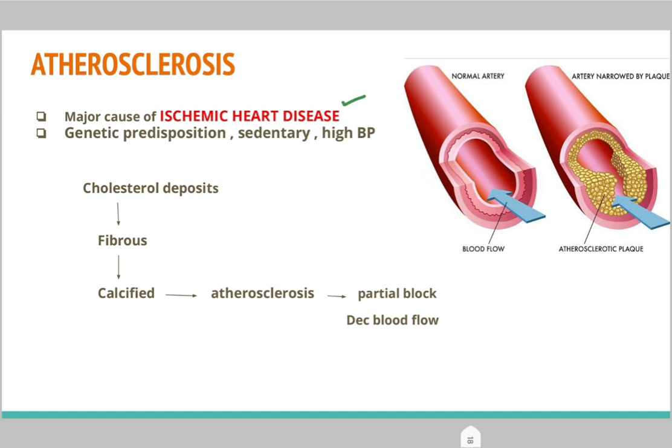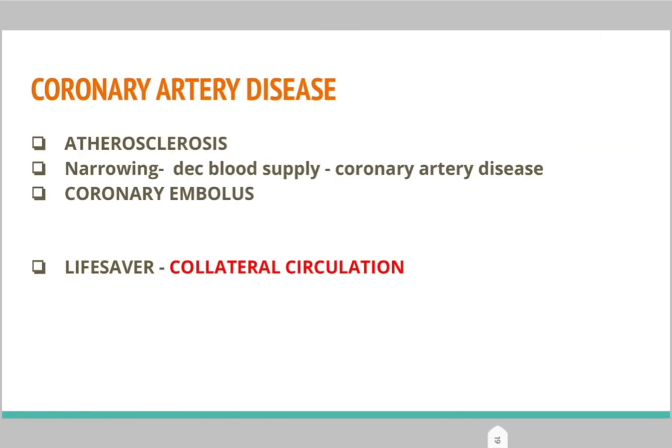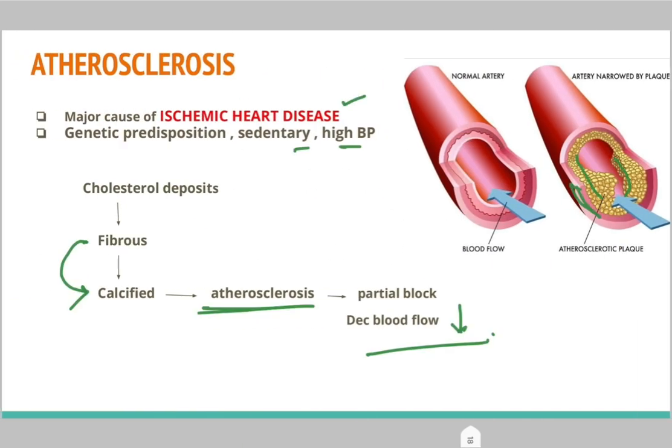So first let us learn about atherosclerosis, because it is a major cause of the ischemic heart disease. Due to sedentary lifestyle or high blood pressure, the cholesterol gets deposited in the wall of the arteries, which further becomes fibrous and then it gets calcified, leading to the atherosclerosis of the blood vessels. Due to the atherosclerosis, the diameter of the blood vessels will be reduced. This will lead to partial blockage of the heart arteries. This will further reduce the blood flow to the heart.